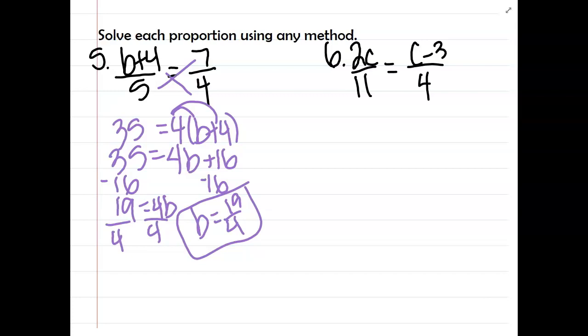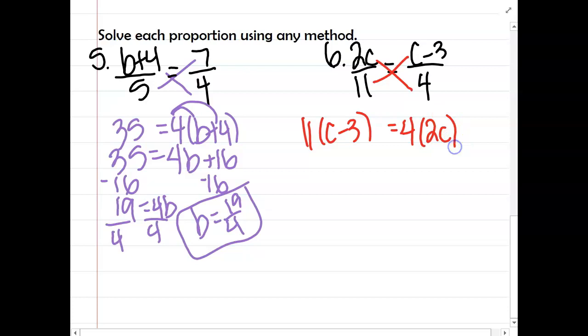Okay, so once again, you're going to have to use cross products because I've got a whole bunch of stuff going on. I've got variables on both sides. I've got more than just the c. There's no way, okay? So we're going to multiply up and across, but guys, they're equal to each other. So when I multiply up and across this way, I would take 11 times the quantity c minus 3. Now, when I multiply up and across the other way, I'm going to take 4, and if you want to put the 2c in parentheses, you absolutely can.